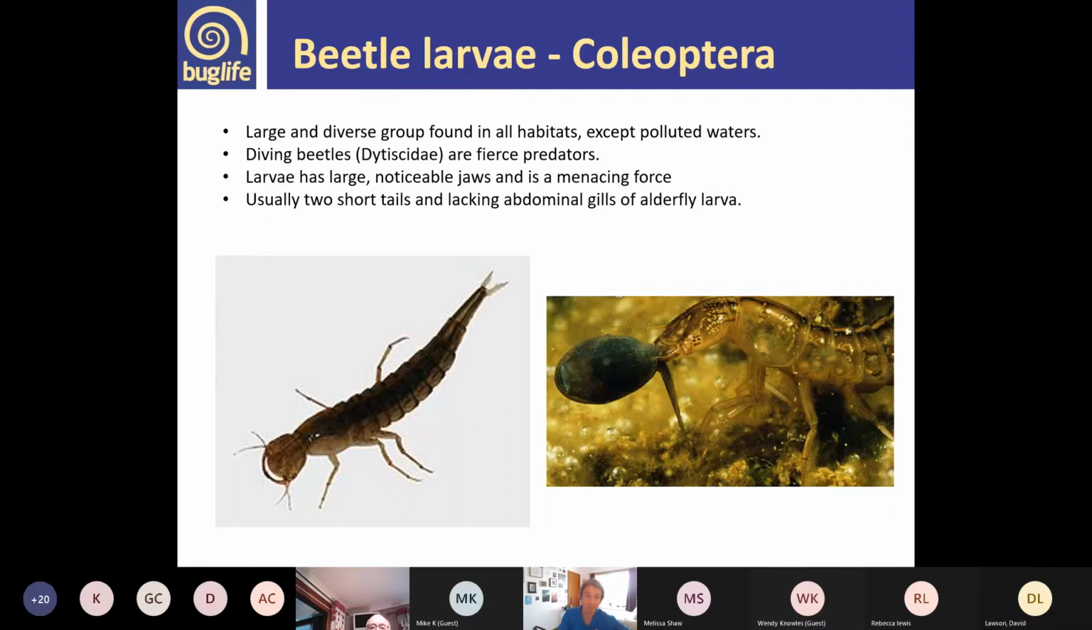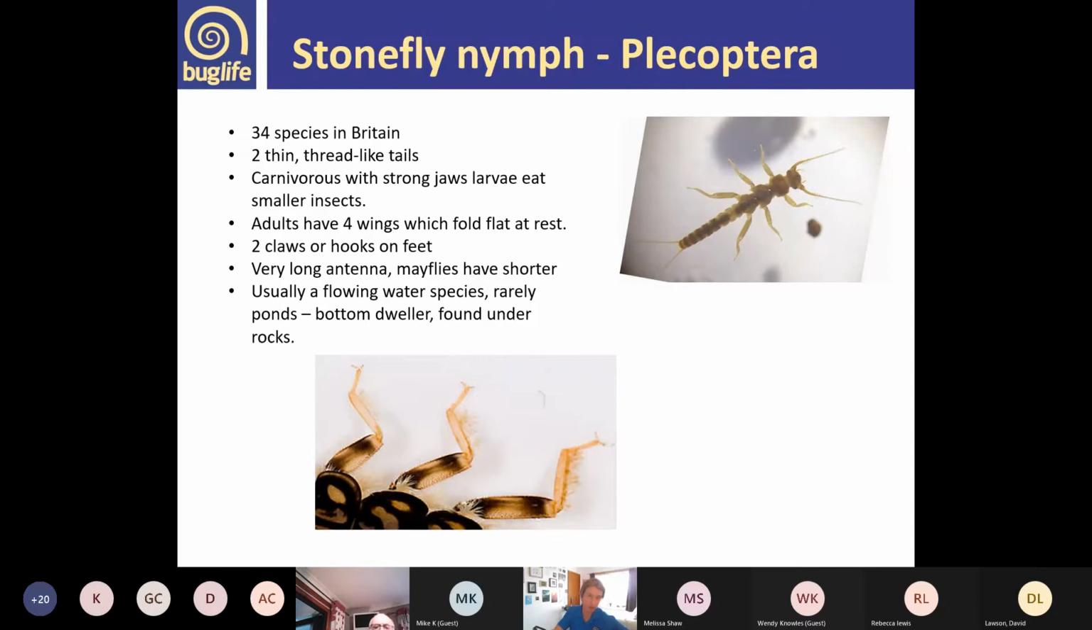So moving on to stonefly nymphs, you'll notice these are nymphs rather than larvae, which means that they do loosely resemble the adults but with undeveloped wings. For stoneflies, there are 34 species in the UK, 29 of which can be found in Scotland. They have two thin thread-like tails. They're also carnivorous with powerful jaws. With a hand lens, you can study the ends of their legs, their feet, where you can see two hooks in the bottom picture on this slide. You can just make out those two hooks, which helps to distinguish them from the superficially similar mayfly.